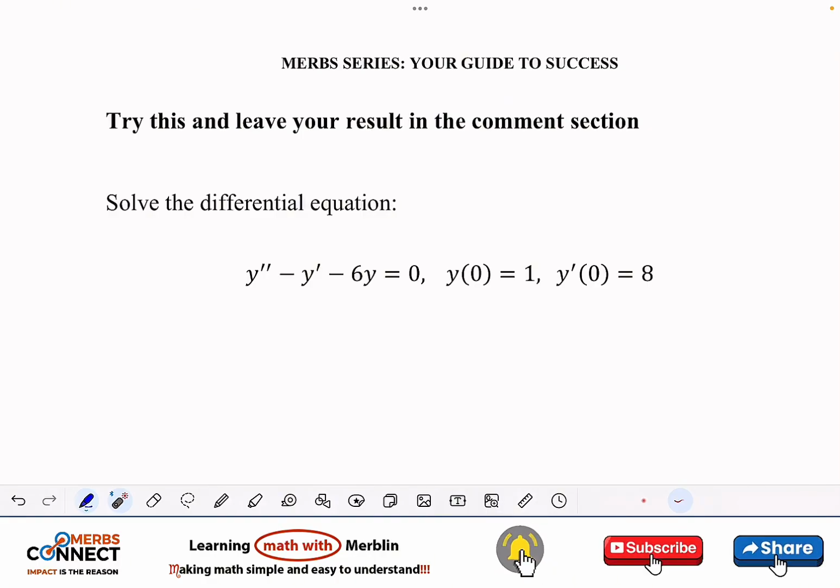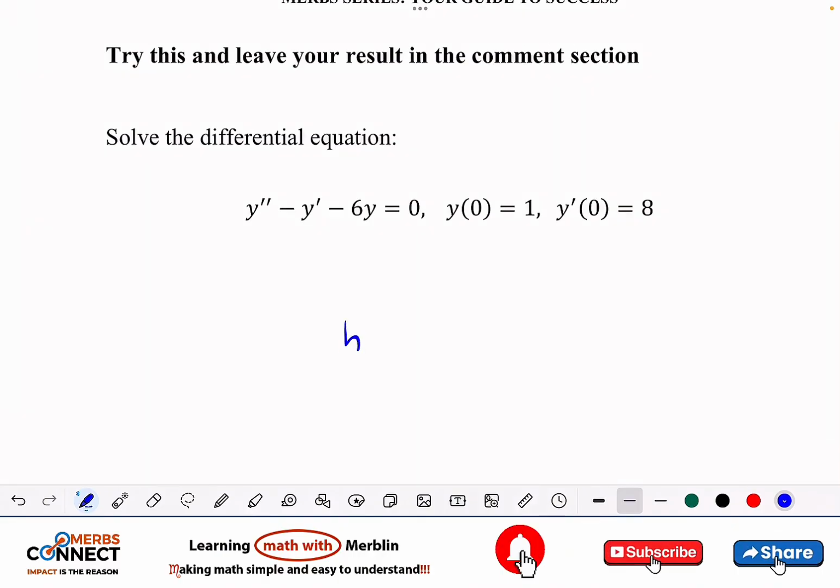In the next video, we are going to talk about when b squared minus 4ac is equal to 0. That's the second method in the next video. So see you in the next video.